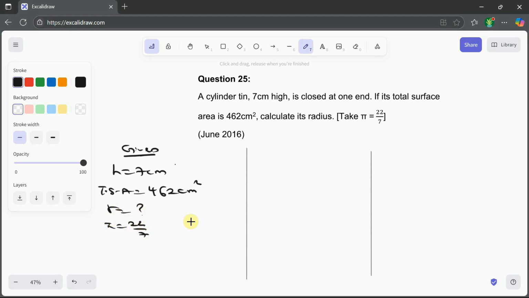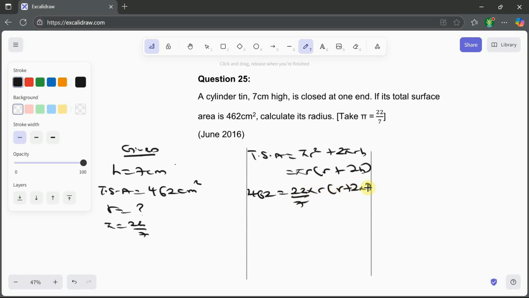So for a cylinder that is closed at one end, that means that from the pi r squared, there's only one of them that will hold. So in that case, our area will not be 2 pi r squared, it will be pi r squared in this case because the top is open, plus the curved surface area of the cylinder. We have established that that is 2 pi r h. So if I factor out pi r, you'll be left with r plus 2h, right? So this 462 is equal to 22/7 times r open bracket r plus 2 times 7, right?